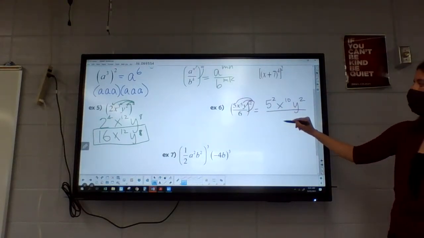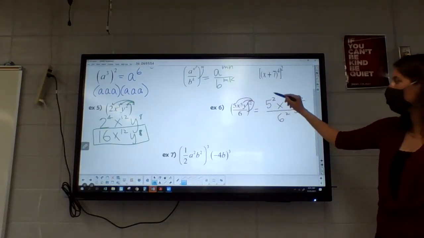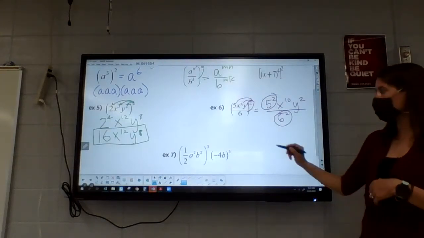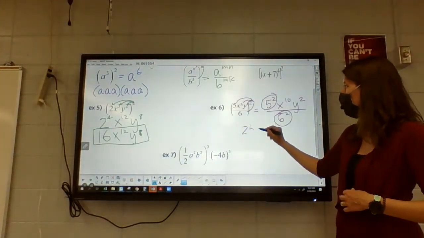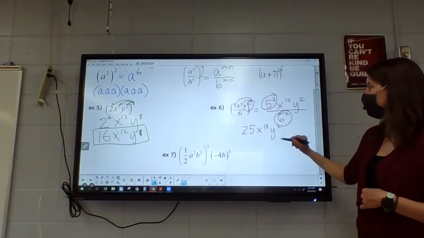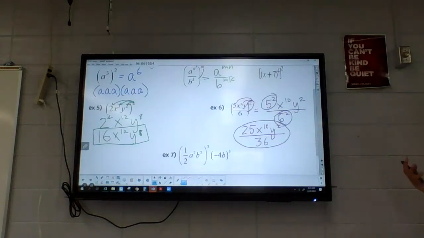And then 6 to the 2nd also has to get that power. And then we're just going to simplify a little bit. I should be able to figure out what 5 to the 2nd and 6 to the 2nd are. 5 to the 2nd is 5 times 5, so that's 25. And then 6 to the 2nd is 36. So I'm going to simplify it and leave it that way if I can here.